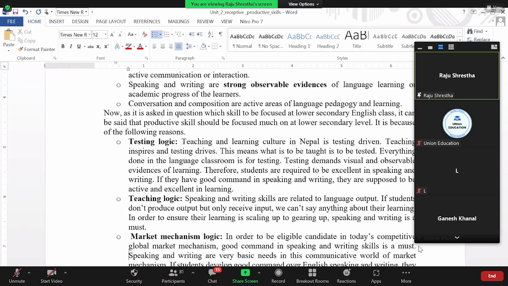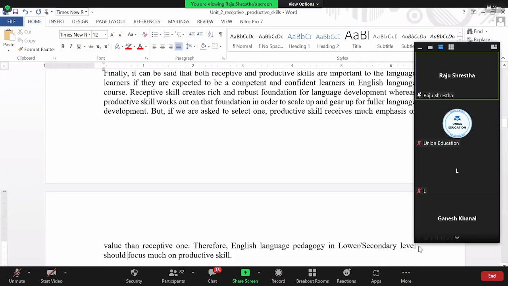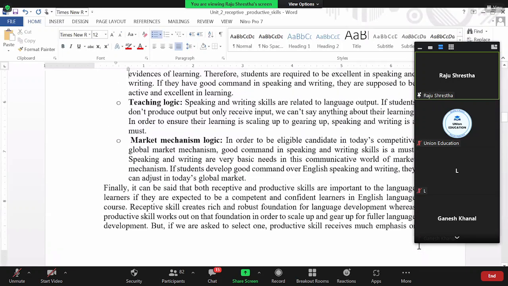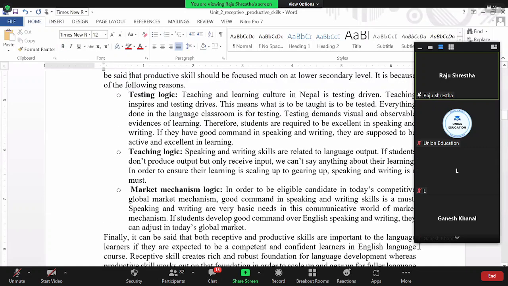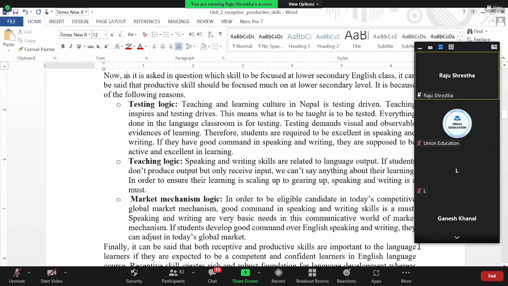Testing, of course, in Nepal everything is testing driven. टेस्टिङ ले नै ड्राइभ गरेछ। हामी जे पढाउँछौं जे गराउँछौं यो परीक्षा आउँछ है भनेर पढाउँछौं। सो परीक्षामा के गर्नु पर्छ फेरि? They have to speak and they have to write. Without speaking and writing they cannot attend, they cannot do test. So testing logic, teaching logic, market driven logic, these three logics can be supporting points to support productive skills are more important in language learning.